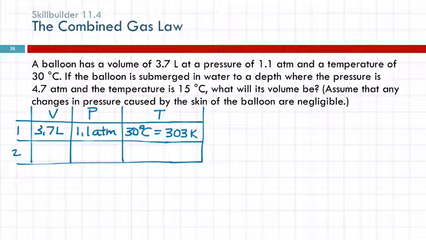So volume at pressure and temperature. Those 3 go together. The balloon is submerged, something happened, and now it's saying the pressure will be 4.7 atmospheres. So put that in the pressure column. And the temperature is 15 degrees Celsius. So we convert that to Kelvin, 273 plus 15. It's 288. What will the volume be? That's the question. So V2.